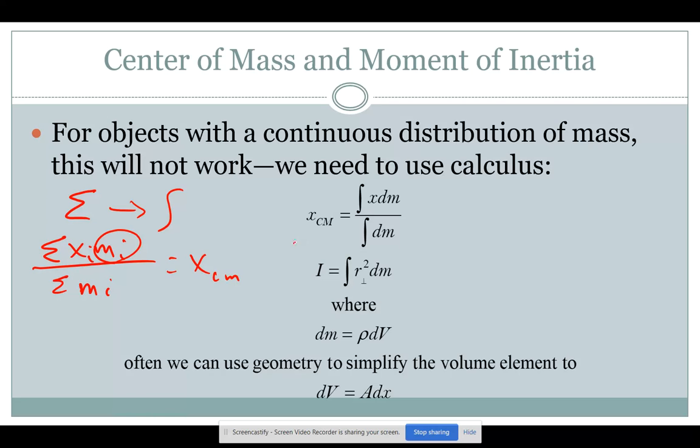Now I'm going to do examples of these. So this is just introducing the equations. Then we do examples. It'll make a lot more sense than just looking at an equation.